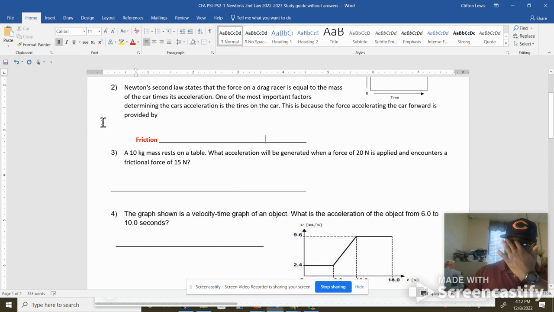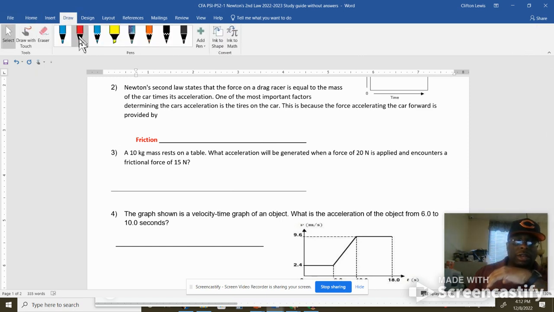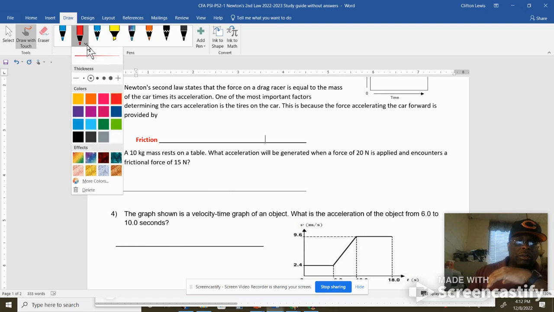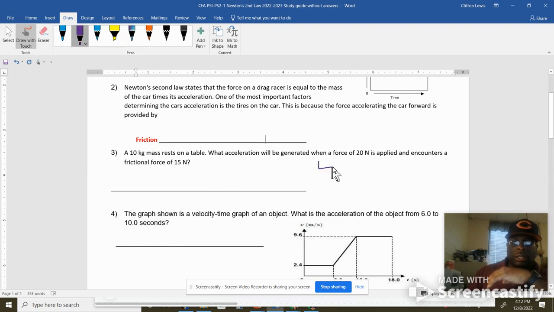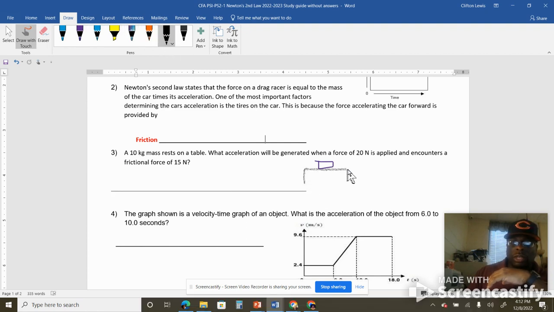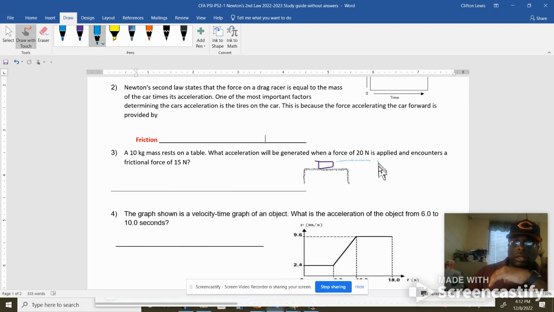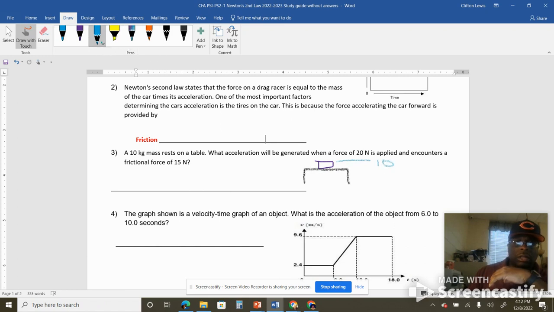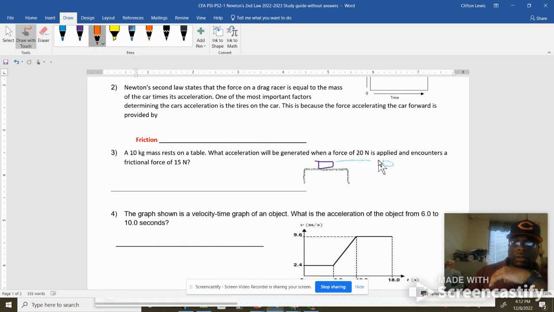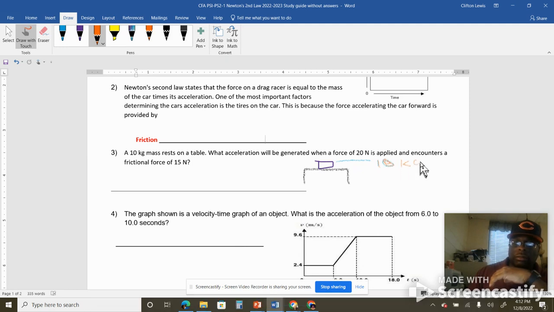We've got a 10-kilogram mass resting on the table. I'm getting my little drawing tools out again. So I've got this weight resting on a nice old table. That weight is 10 kg. That's the mass of the object. Now, acceleration will be generated when a force of 20 newtons is applied.